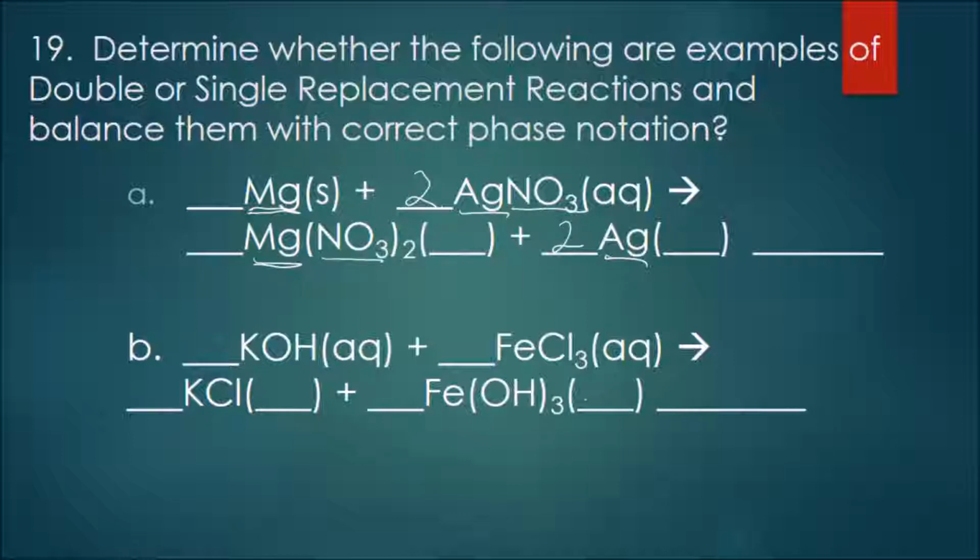All right, Emma. Phase notation for magnesium nitrate. Very good, because all nitrates are aqueous. And how about for silver? Metal or non-metal? Metal, and all metals are solid except for mercury. All right, so Roberto, is this single or double replacement? Is this square dancing or is it cutting in? Single. Very nice.